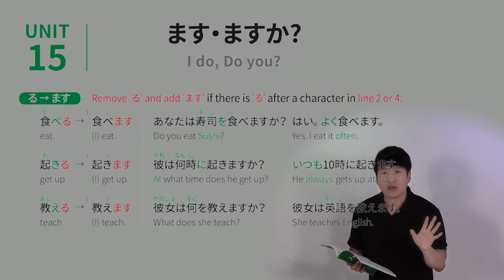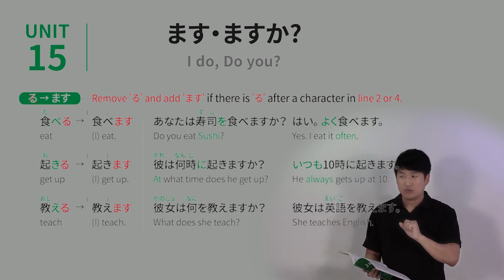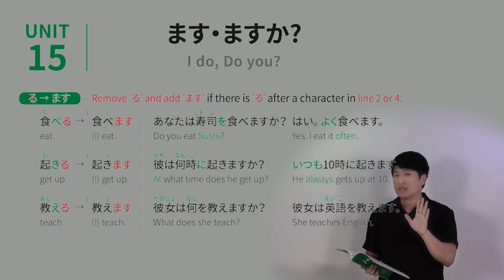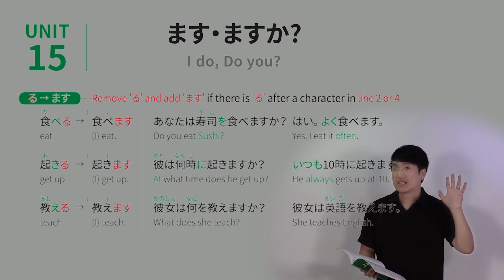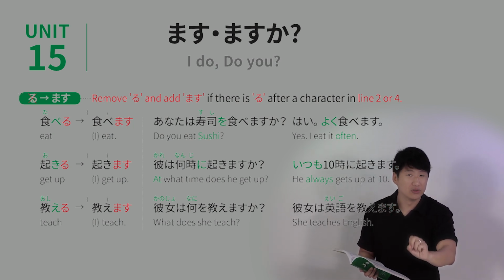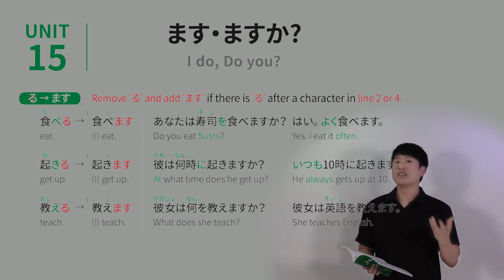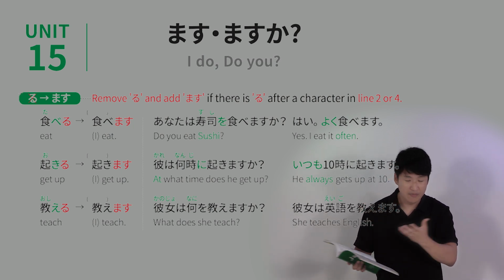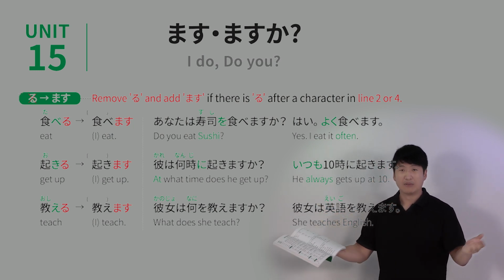起きる, next word. Get up. All right, there's the rule. We have to count what? き, right? So let's count き. か, き. Oh, that's line 2. Then we have to get rid of る and add ます. 起きます. I get up. Right? Then it can make some sense. I get up at 7 every morning and, blah, blah.